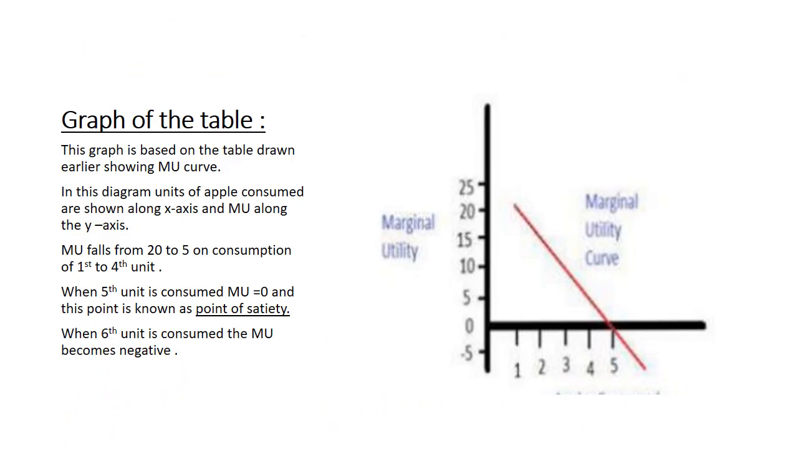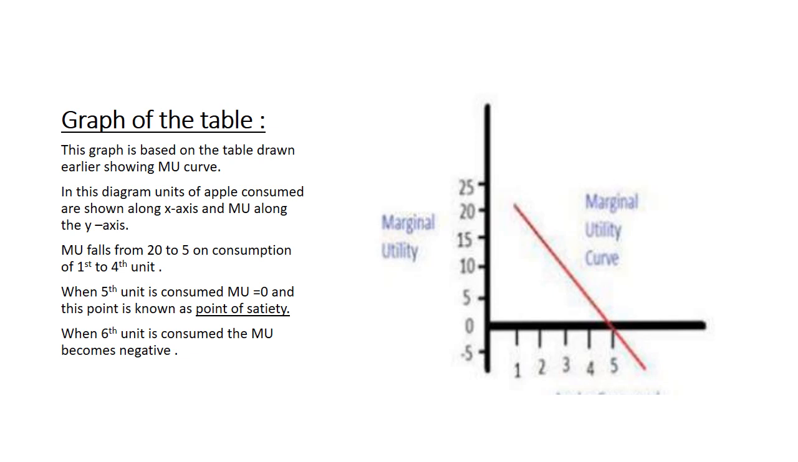The next is the graph of the table, which represents the nature of the law of diminishing marginal utility. You can see that it is a declining curve, going down from left to right, stating that as we consume more and more units of a commodity, the satisfaction level goes on diminishing. Now this graph is based on the table drawn earlier, showing a marginal utility curve.